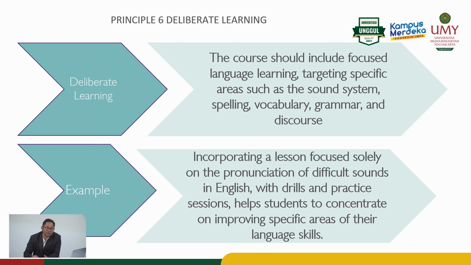The next principle is deliberate learning. The course should include focused language learning, targeting specific areas such as sound system, spelling, vocabulary, grammar, and discourse. For example, incorporating a lesson focused solely on pronunciation of difficult sounds in English with drill and practice sessions helps students to concentrate on improving specific areas of their language skill.